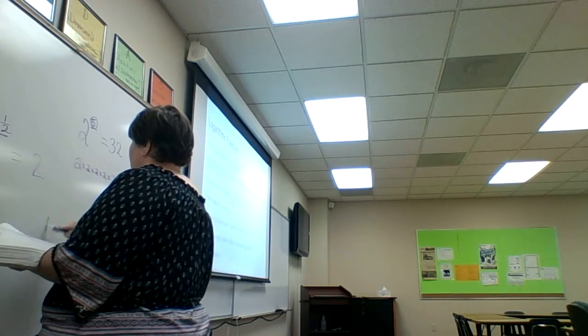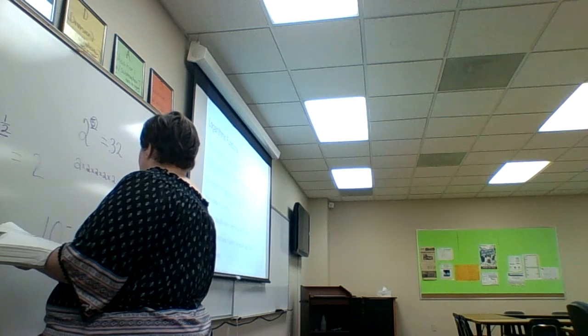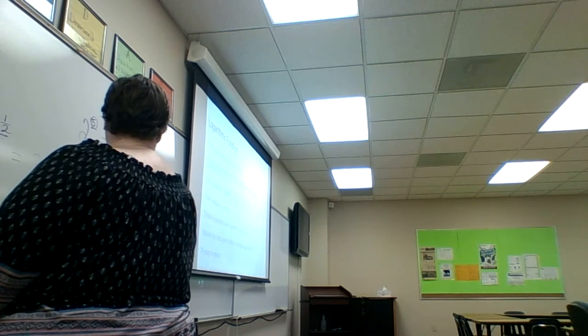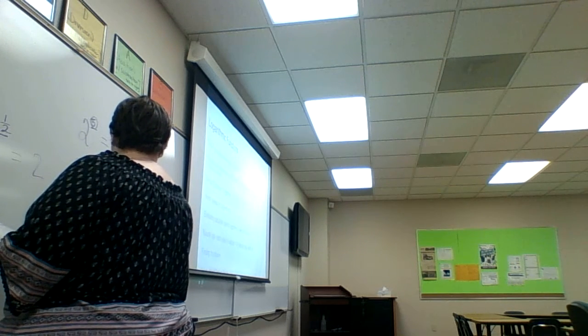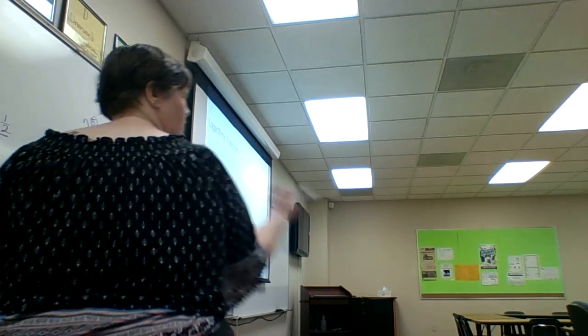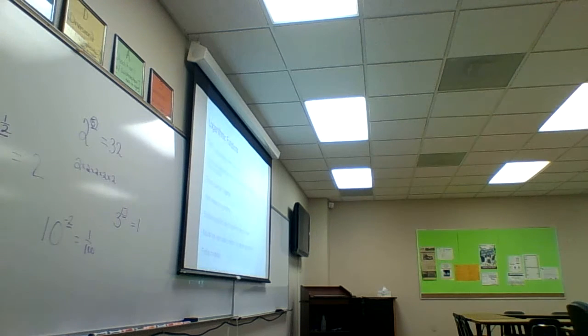So 10 to what exponent gives me 1 over 100? Okay, so I've got to have 2 to get the 100, and then negative to get the 100 underneath on the bottom. What does it mean when there's like a number before the log? That's a good question.